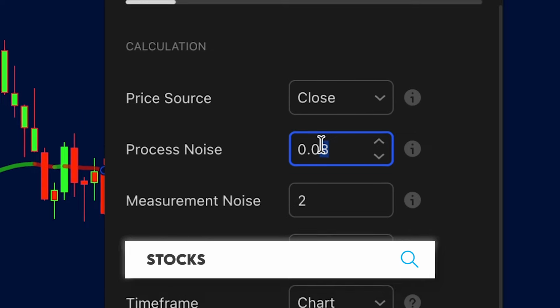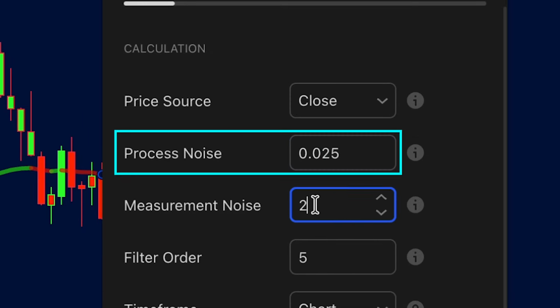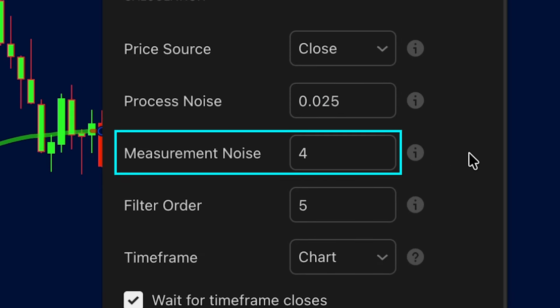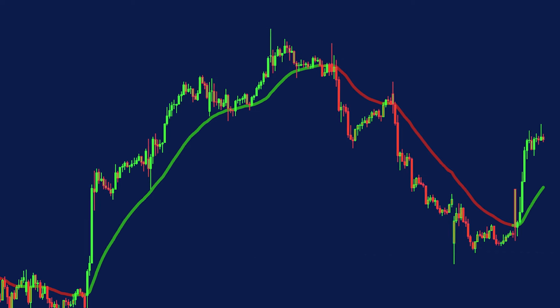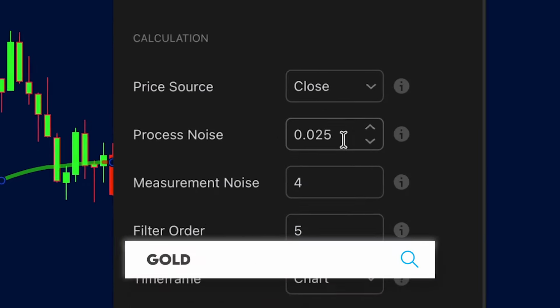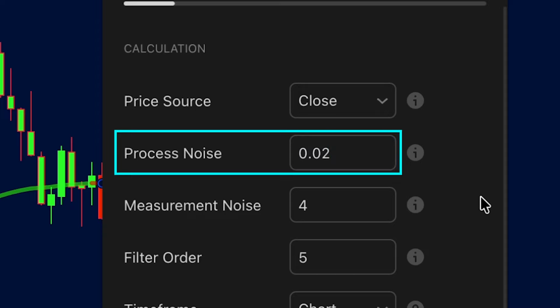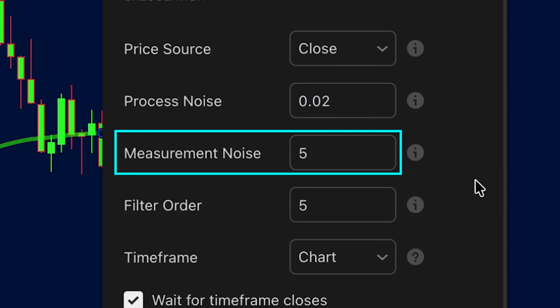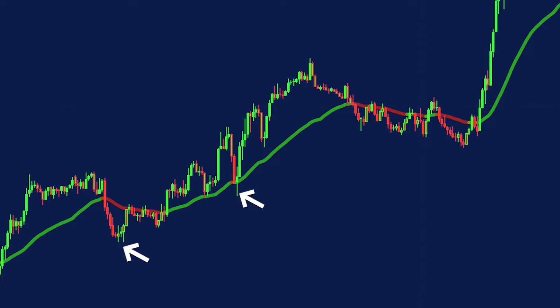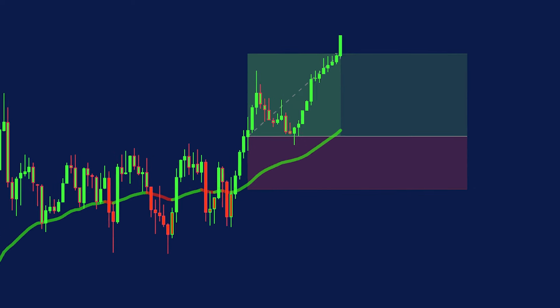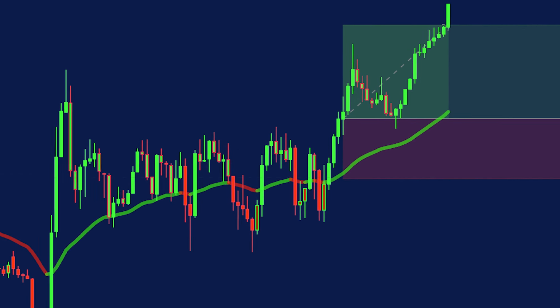For stocks, use process noise of 0.025 and measurement noise of 4 for most time frames. Equities trend more consistently than crypto, but still need moderate adaptation. For gold, set process noise to 0.02 and measurement noise to 5 across all time frames. Gold has unique volatility characteristics that benefit from more smoothing. The filter adapts to gold's sharp moves while filtering out the notorious false breakouts.